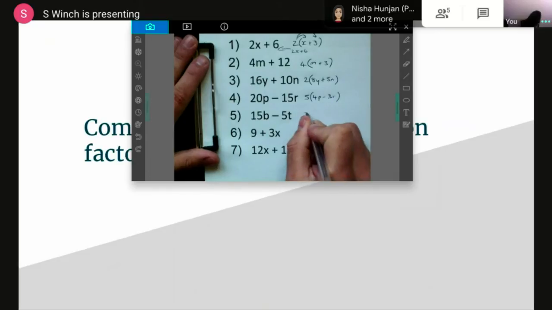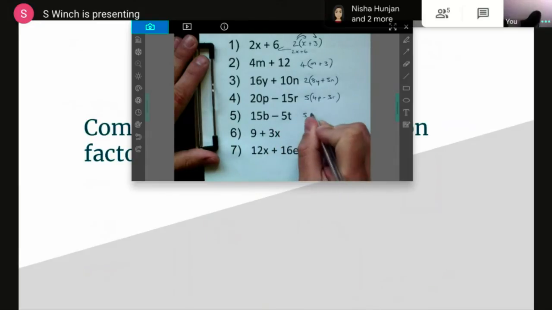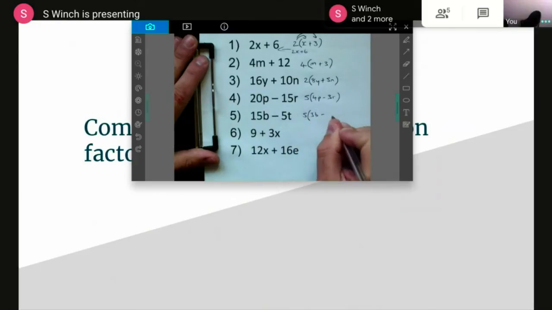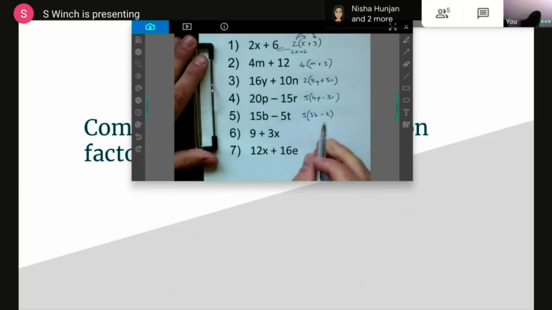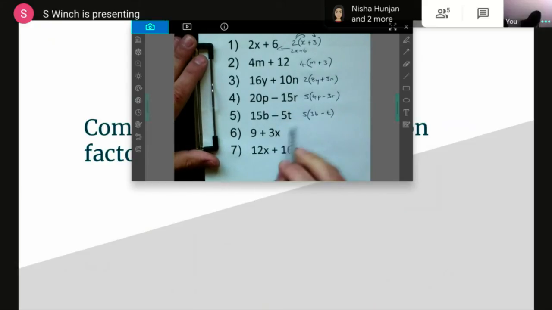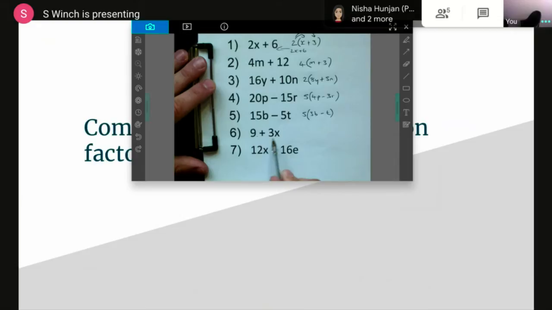A few more here. 15b and 5t. Well, 5 is the highest common factor, so we'd have 3b subtract just t on its own. Of course, 5 times negative t gives you negative 5t. And slightly different, this one, you've not been given a letter, an algebraic term, in the first one. It's just 9 plus 3x. The highest common factor of 9 and 3x, of course, is 3. What do we times 3 by to get to 9?